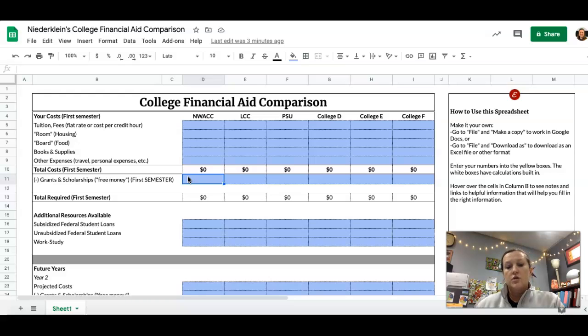So let's say you're eligible for Pell Grant. The maximum for the 2021-22 school year is $6,345. You would divide that by 2 and come up with $3,172. So that's what would go there if you were full Pell eligible. That's going to go in each column. Whatever scholarships or grants you have, whatever free money that you do not have to pay back, would be right there.